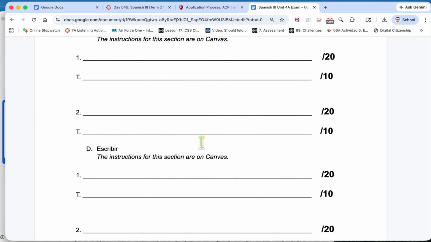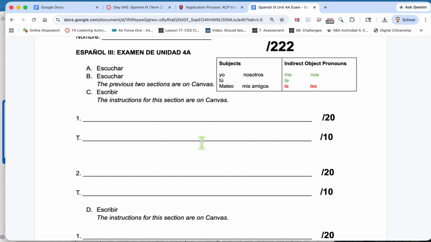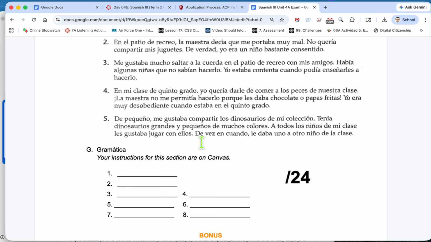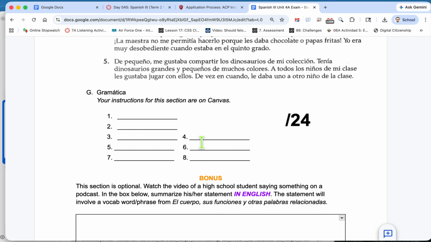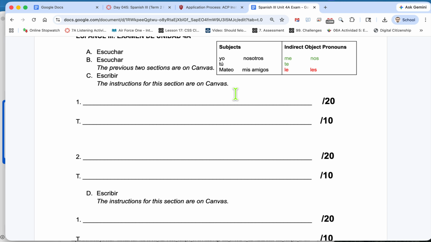So this test was testing their ability to use the imperfect tense, indirect object pronouns with indirect objects, especially in the third person with les and les, and their ability to understand the written word, which we see in this reading activity here. A real basic grammar concept of conjugating irregular imperfects, and we had some bonus.